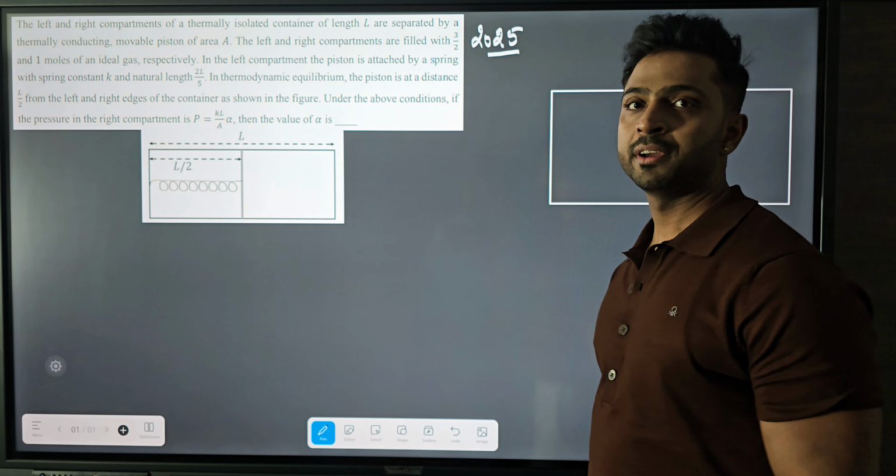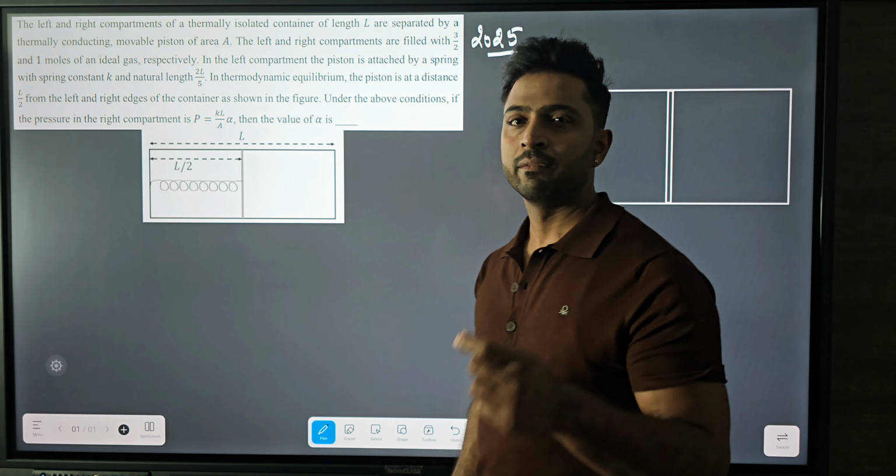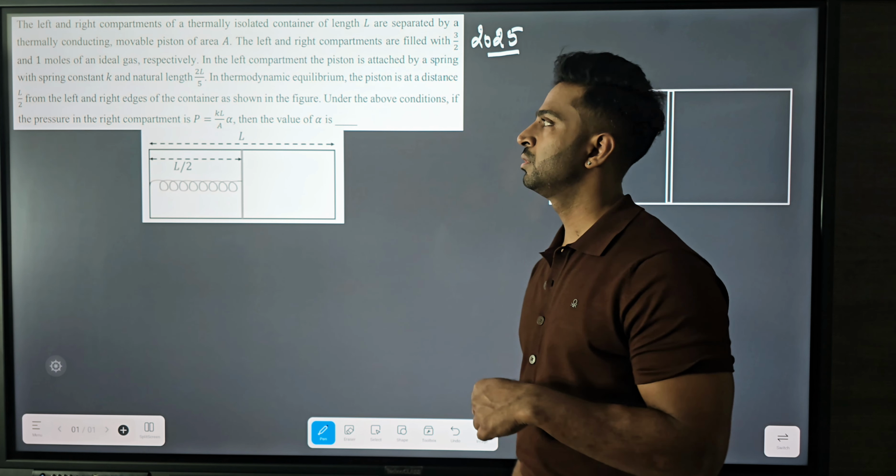Hello everyone. So another question from JEE Advanced 2025. Only this time, this question is from thermodynamics with a little bit of laws of motion. Now what you have to remember is that not every thermodynamics question has to be about the process involved.